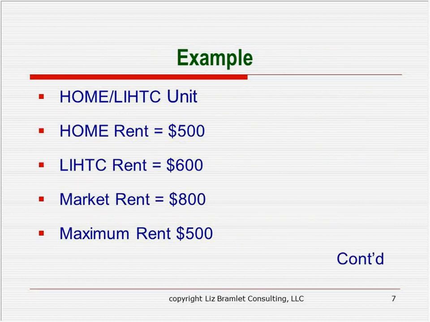Here's an example of a blended HOME tax credit unit. The HOME rent is $500. The tax credit rent is $600. The market rent is $800. And the maximum rent then is going to be $500, because it's a blended unit, so we have to charge them no more than the lesser of the HOME rent or the tax credit rent.